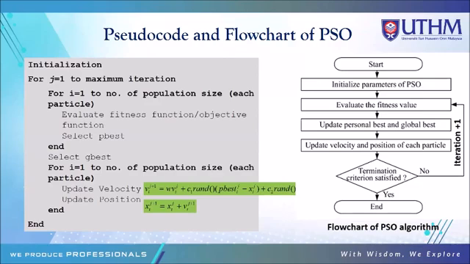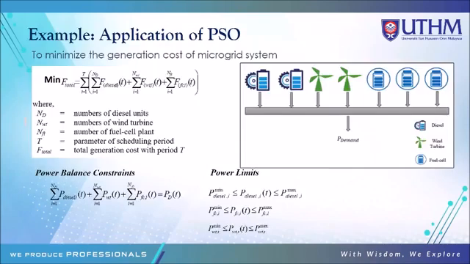Okay, Dr. Mano, there is another question from a participant. If the objective function is multi-objective, how can we apply it in PSO? Okay, let's say we have a multi-objective problem. First of all, we have to clearly define the objectives. For example, objective number one is to minimize the cost, and objective number two is to minimize the emission.